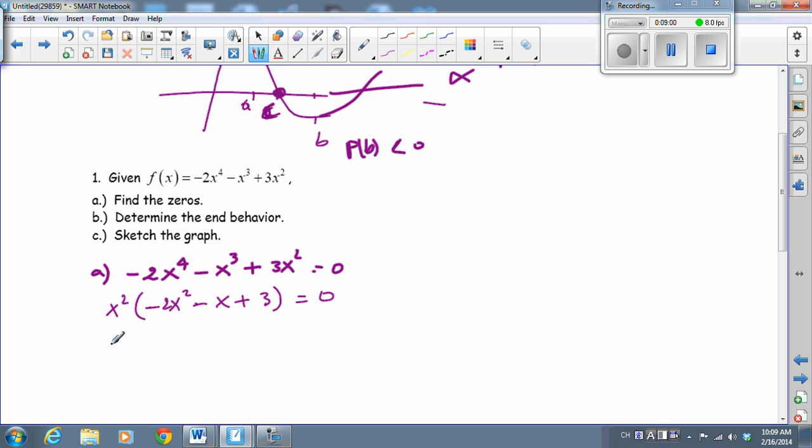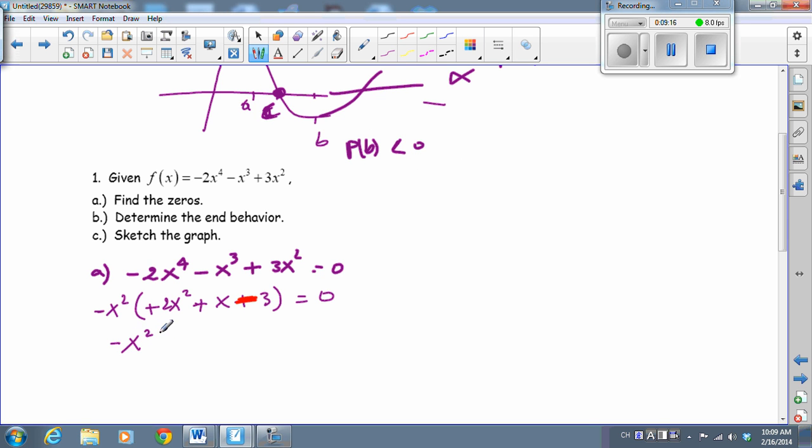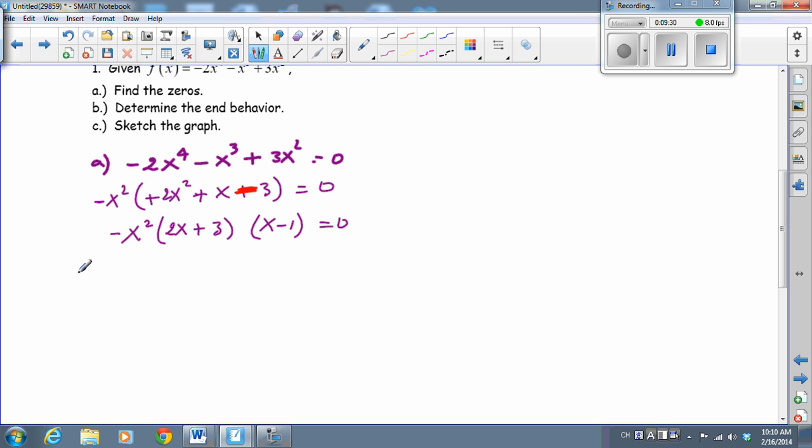Or I should factor in negative x squared to make it easier. Change this to plus, change this to plus, and change this to a negative instead. That will make it a little easier on you and I, of course. That's negative x squared then. Inside the parenthesis, we have 2x plus 3 and x minus 1 equal to 0. So the possible solutions, of course, you set each of them equal to 0. Negative x squared equal to 0, 2x plus 3 equal to 0, and x minus 1 is equal to 0.